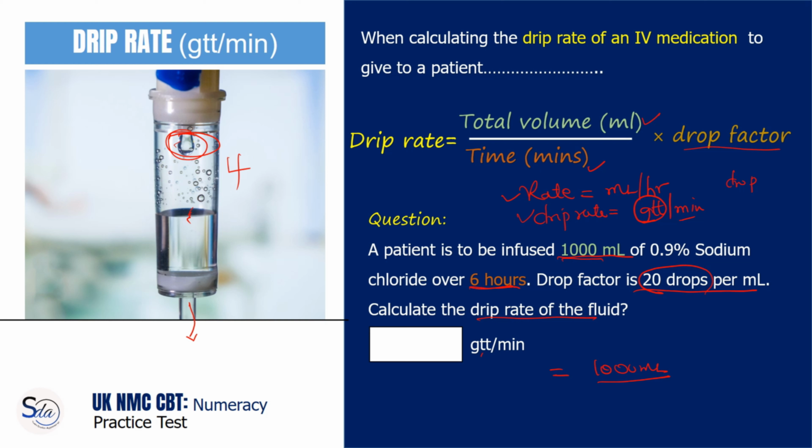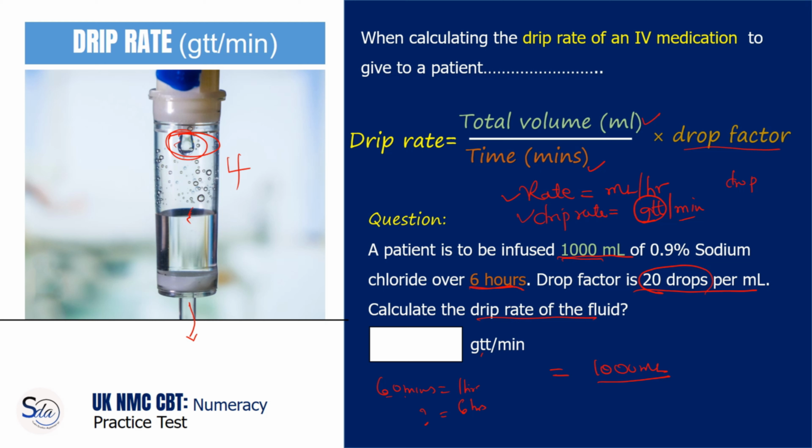So drip rate here, total volume, as you can see in the question, is 1000 ml. So let's punch that in, 1000 ml, all divided by time in minutes. So now you can see that the time here is given in 6 hours, so you've got to convert that into minutes. So you ask yourself, how many minutes make 1 hour? So you know 60 minutes is equal to 1 hour.